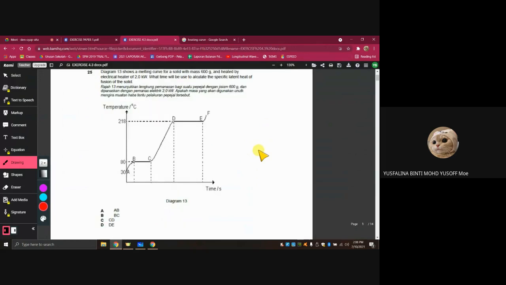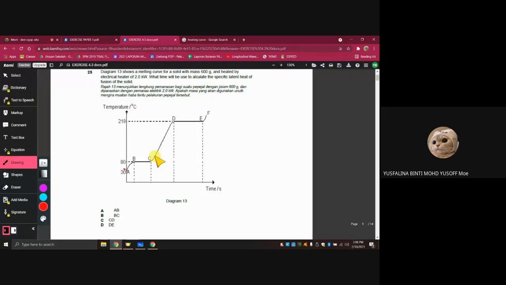Okay, for number 25, it says here, diagram 30 shows a melting curve for a solid with a mass of 600 gram, heated by an electrical heater of 2 kilowatt. So what time will be used to calculate the specific latent heat of fusion? So this one we already discussed, right? What do you think the answer is? Which one is the fusion part? B. Okay, correct. So B and C.